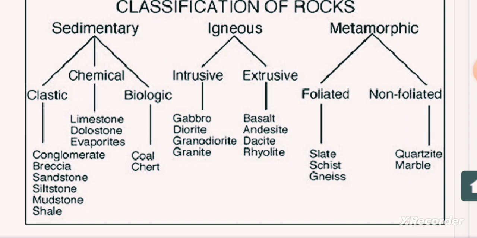The second type is igneous, which is again divided into two types, which are given here, and then the metamorphic. So this is all about the classification of rocks. This is a chart of rocks and their examples and divisions.